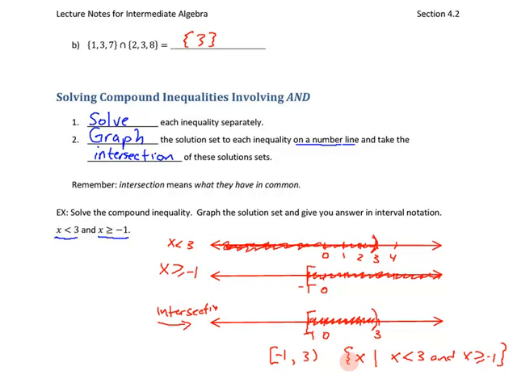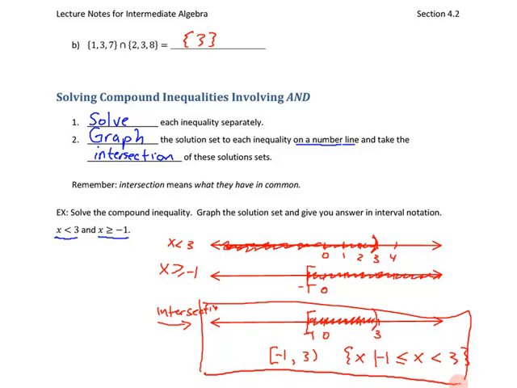By the way, you could also rewrite what's inside this set builder notation. Since it's clear that we're between two numbers, we can put x bigger than or equal to negative 1 and less than 3 as another way of writing that solution. So there are three forms of that solution: set builder notation and interval notation, as well as the graph.